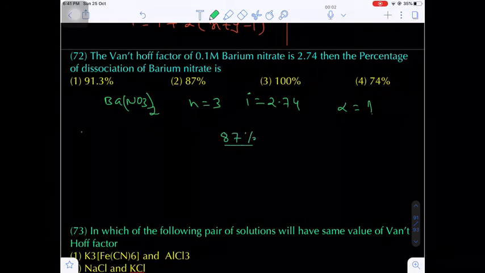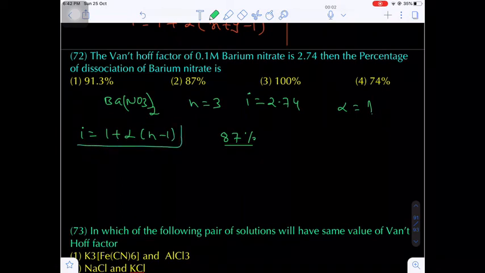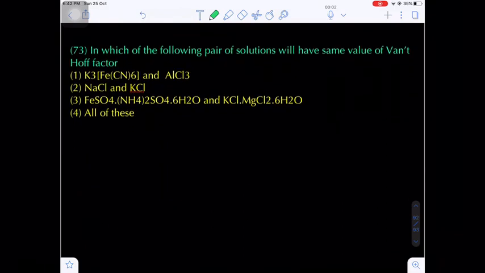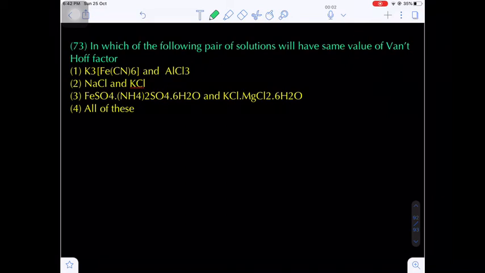How to calculate the alpha value with the help of iota? Iota is equal to 1 plus alpha times n minus 1. Here the iota value we know and the number of particles we know. So from here we can find the alpha value. Now the last question, that is question number 73. Which of the following pairs of solutions will have the same value of iota? That is the Van 't Hoff factor.